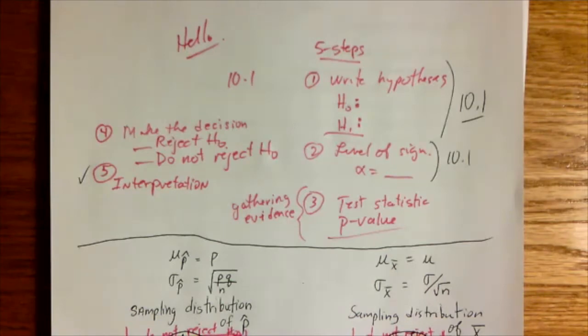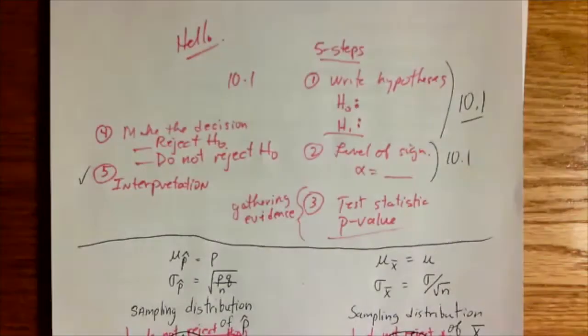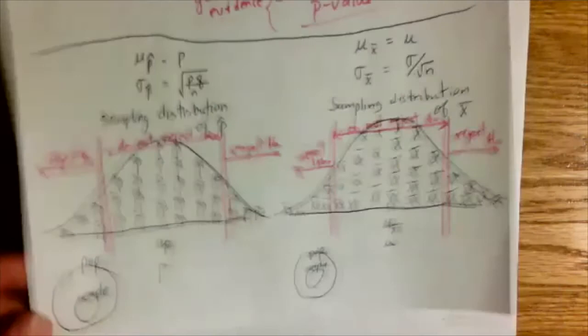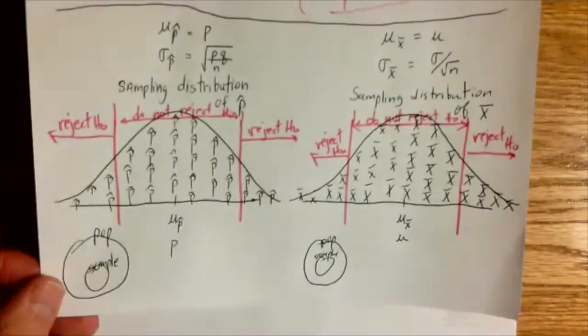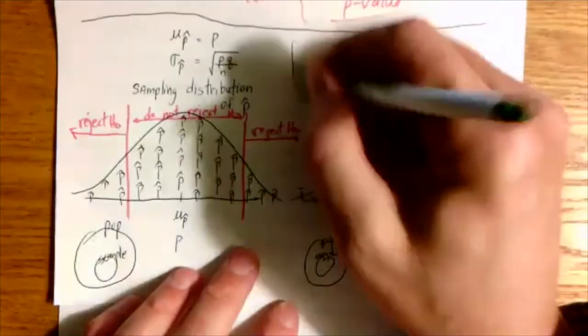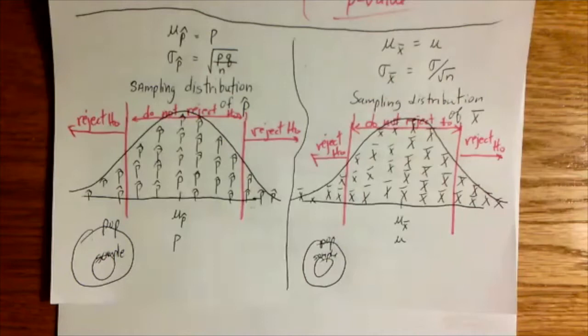One other thing from section 10.1 that we haven't yet discussed, that maybe you've seen in the homework, is this notion of a type 1 and a type 2 error. So that's where we're going to start today. Now here's a picture probably that I've drawn before. There are 2 different pictures here: one dealing with the proportion situation, and another dealing with the mean situation.